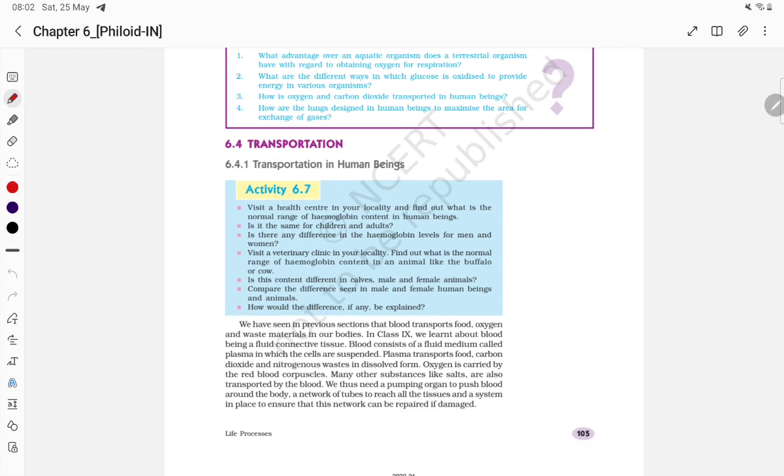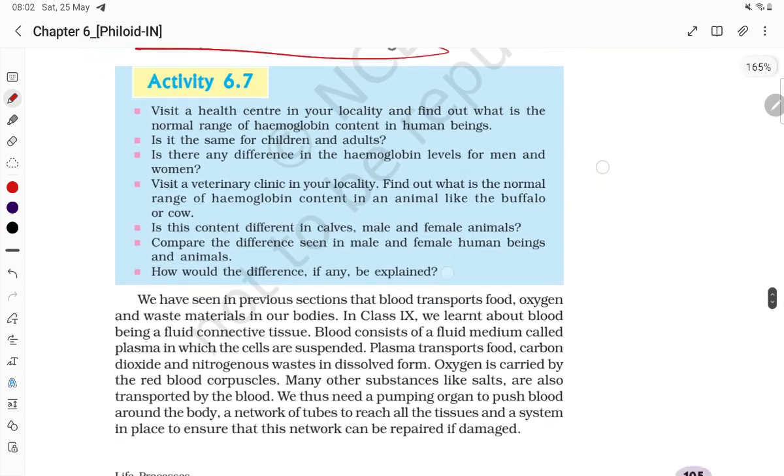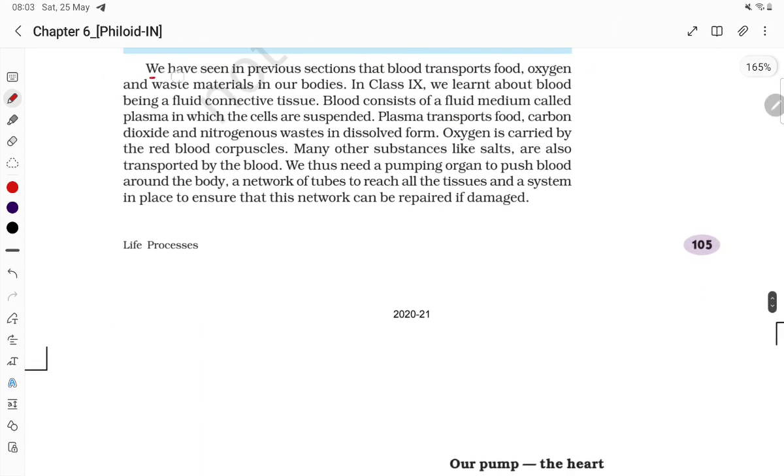Let's try to understand the transportation in human beings, how the process of transportation takes place. We have seen in the previous section that blood transports food, oxygen and waste material in our body. In Class 9th we learned about blood being a fluid connective tissue.